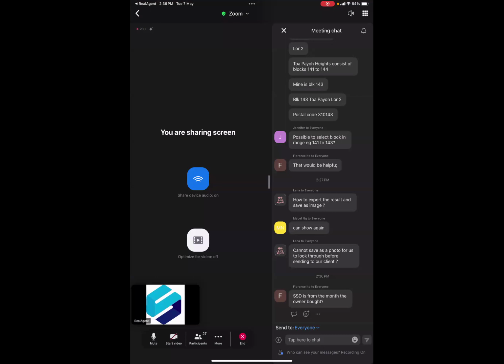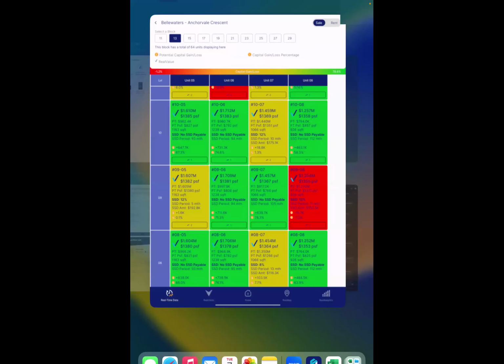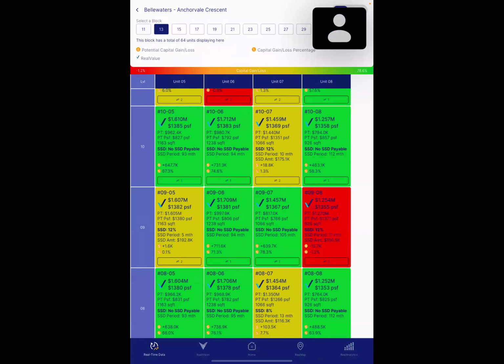SSD is from the month the owner bought. Yes. So minimum 36 months, then no SSD. If it's less than 12 months, I think the SSD is how many percent? For 11 months, SSD is 150K, so I think it's 12%, if I'm not wrong. 12.84. Okay, 12%, 8%, 4%.